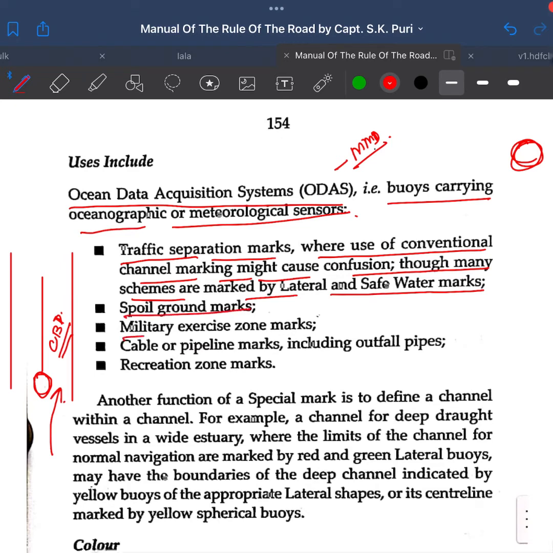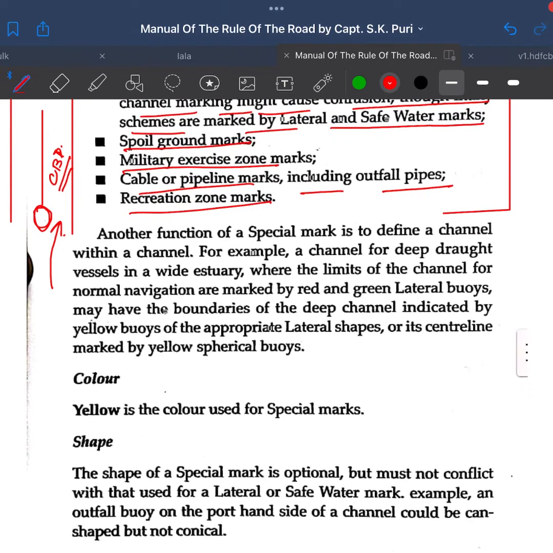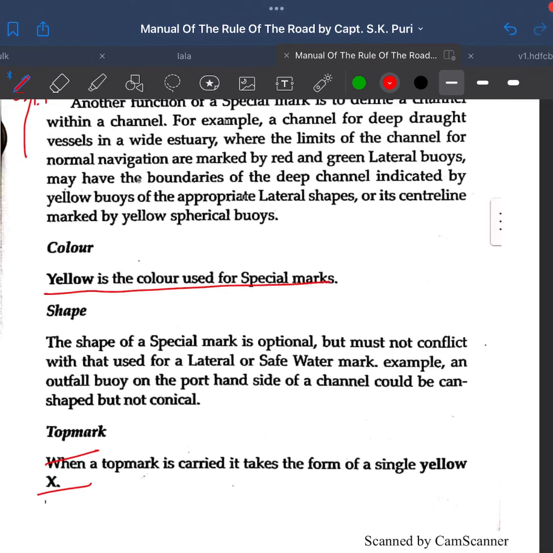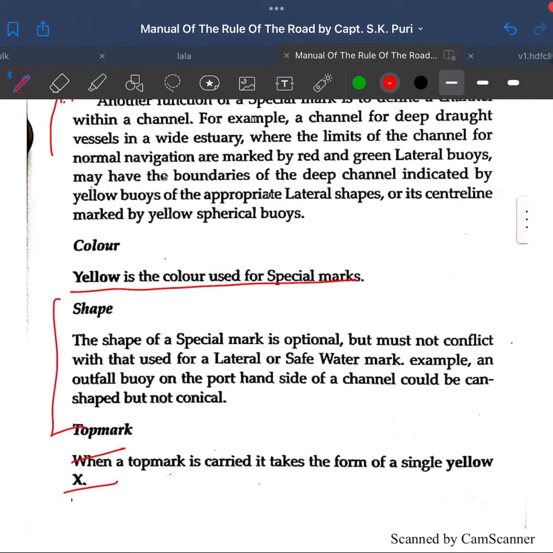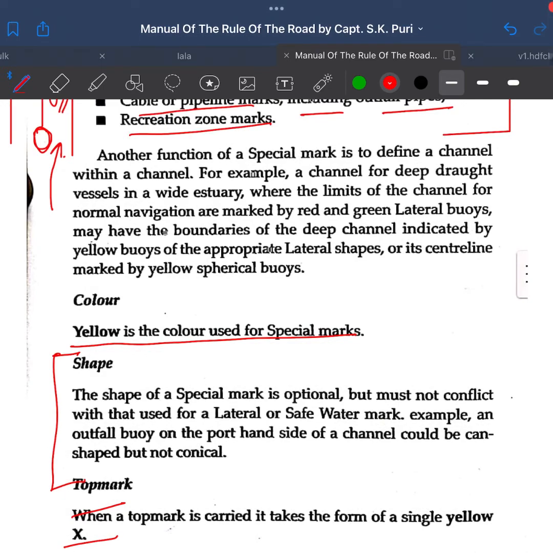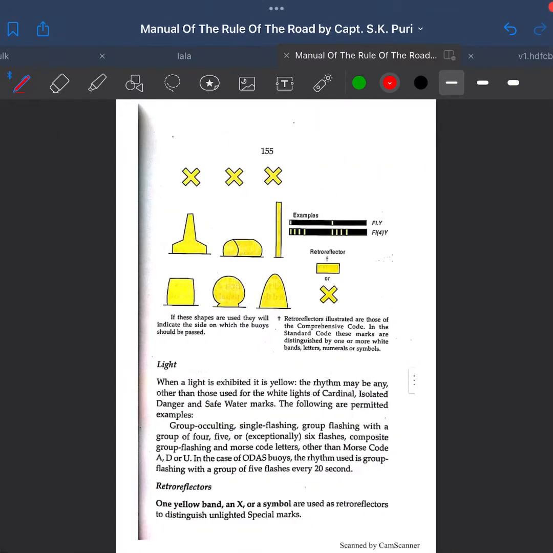Spoil ground, military exercise, cable and pipeline marks including outfall pipes, recreation zone marks. For this purpose you can read and remember this. For these purposes the special mark is used. The color is yellow, the topmark will be an X, and the shape can be anything which does not conflict with another buoy. So all these shapes can be used.